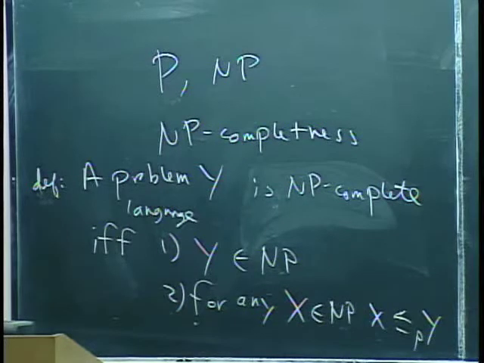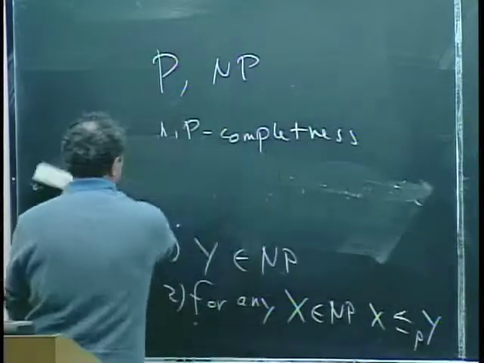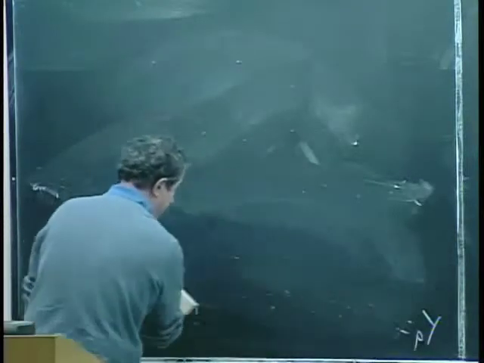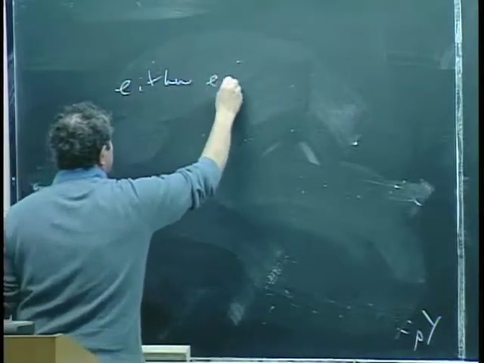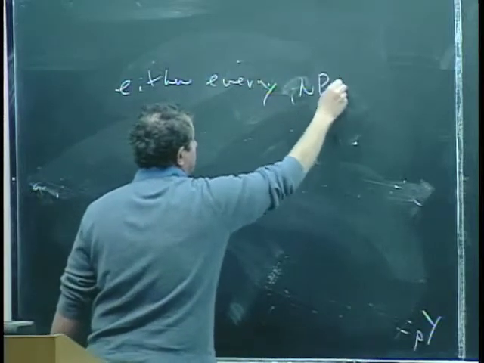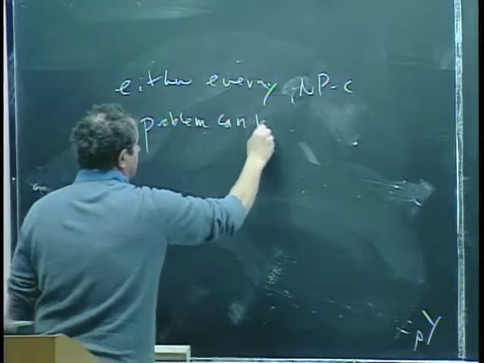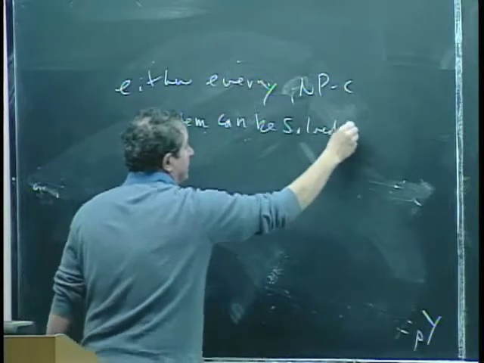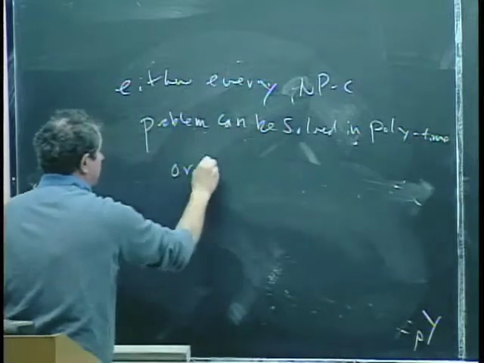I'm writing down the same things over and again, the theorem, the corollary, the restatement of the theorem. Somewhere else I might have written it, and I'll write it again in some other slightly different language. So either every NP-complete problem can be solved in polynomial time, or none can.